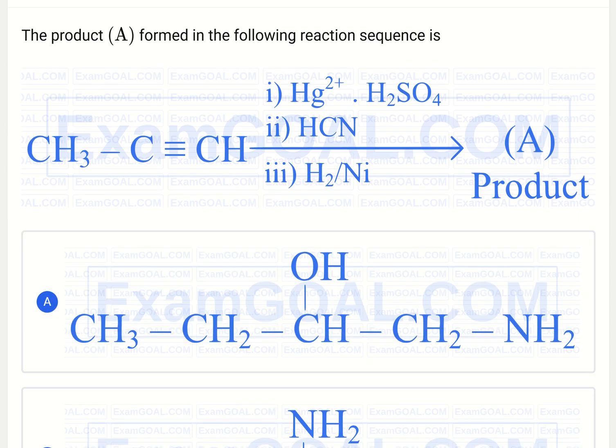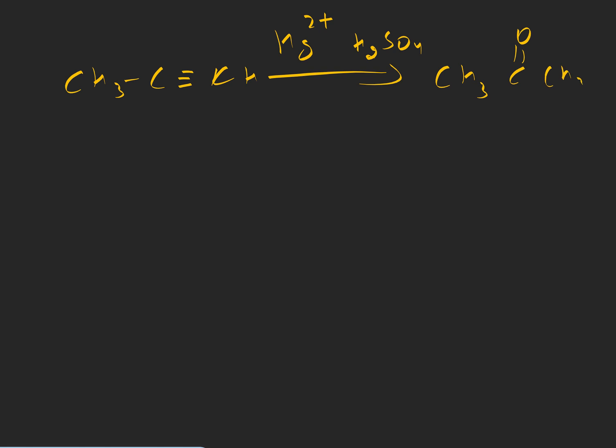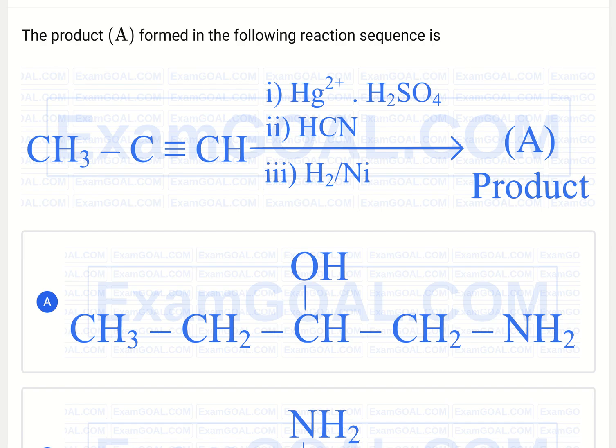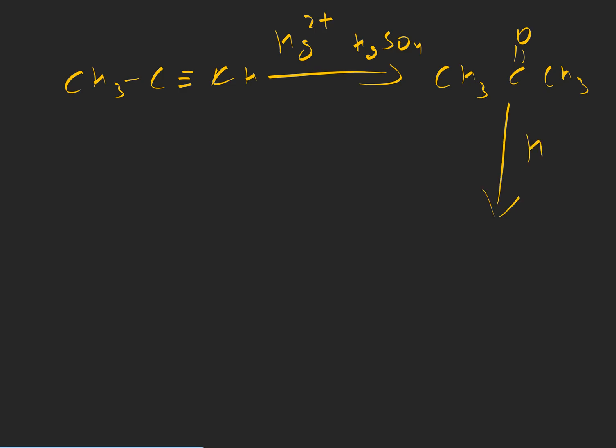The product formed in the following reaction sequences. Okay, we have got propyne and HgSO4 positive H2SO4. Okay, this is the Kucherov reaction. If anyone knows this thing, then what I will get? CH3, C triple bond, CH, HgSO4 plus H2SO4. I will get a ketone. In the first step, I get a ketone. Second is HCN. Third is H2/Ni. So in the second step, I will get cyanohydrin. So I will get CH3, C, OH, CN and CH3.